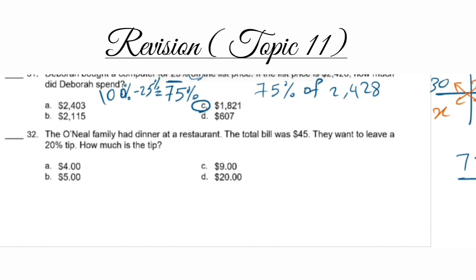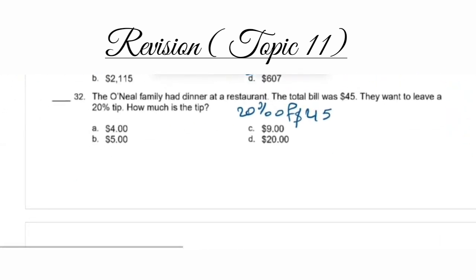And the next question. The O'Neill family had dinner at a restaurant. The total bill was $45. They want to leave a 20% tip. How much is the tip? So we need to find 20% of $45.